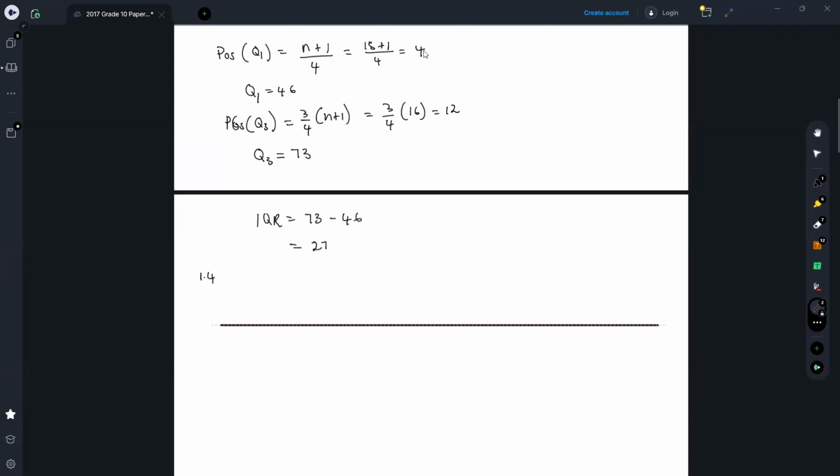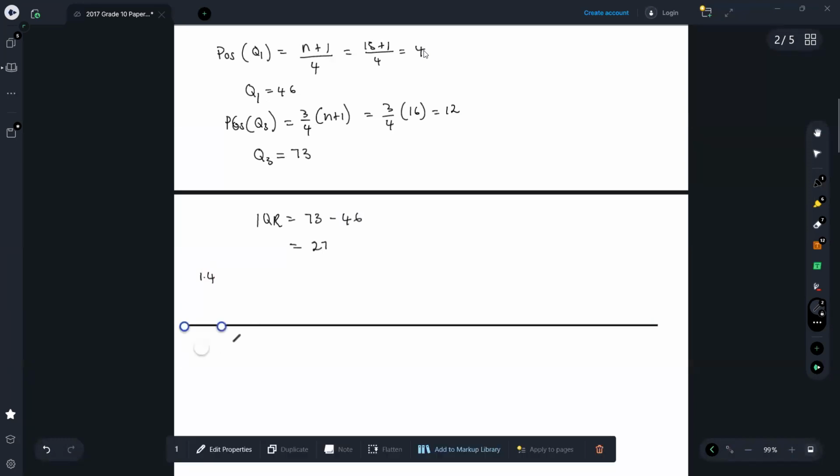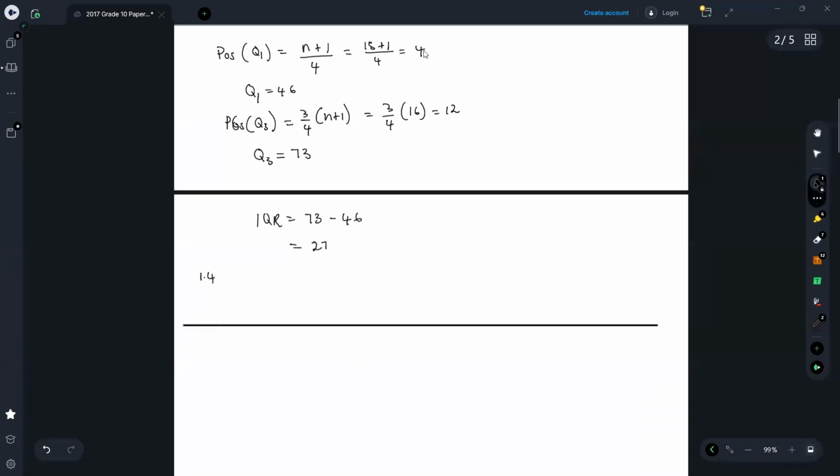So I'm just going to have my number line first. Just give myself enough there. So I'm going to have 32, 34, 36, 38, 40, 42, 44.